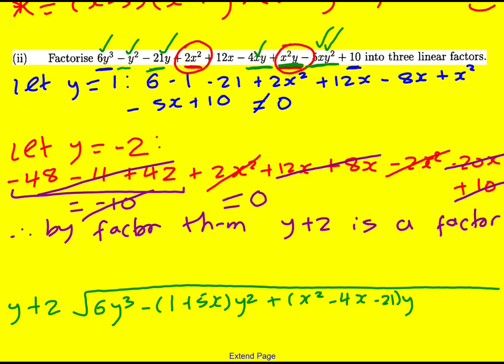And I'm left with 2x squared plus 12x plus 10. And I think I sorted that one out, didn't I? The x squared y. Yes, brilliant. Let's try this division then. So y's into 6y cubed are going to go 6y squared, multiply back through.